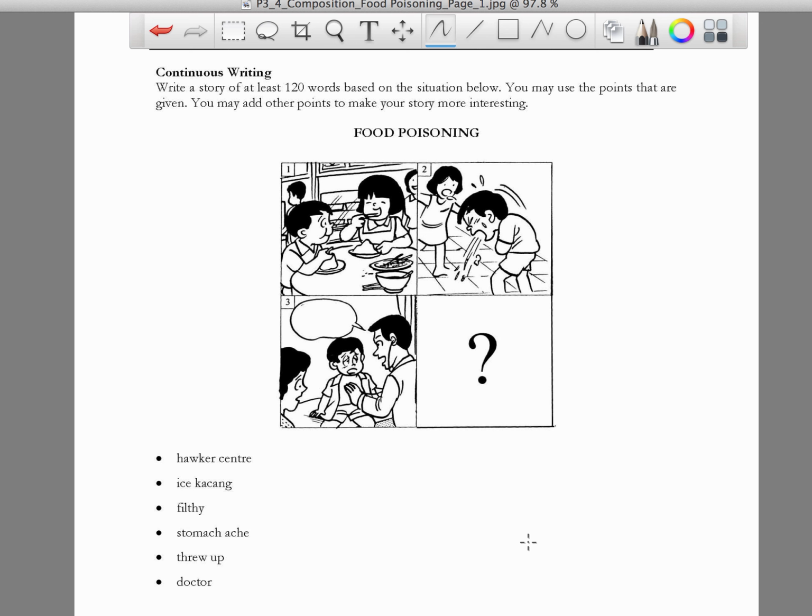In video 2, we will go through the words and phrases to describe a trip to the clinic, and in video 3, we will go through the sample story.